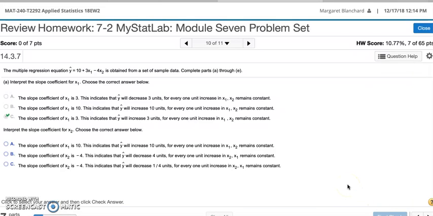Interpret the slope coefficient for x2. So similarly to how we did for x1, we're going to look at x2 now. So here our x2 coefficient is a negative 4. So we can already, again, cross out answer A and look at just answers B and C.